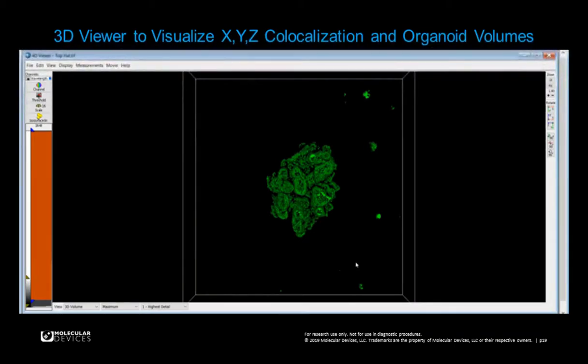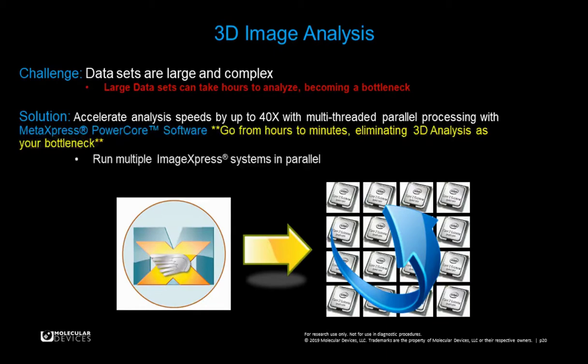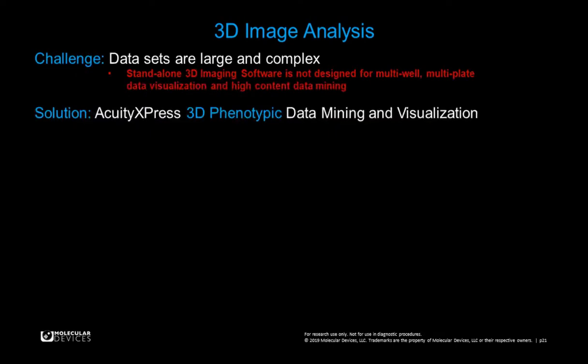We also lay out another challenge of data sets are large and complex. It takes hours to become a bottleneck. Our solution is to accelerate analysis speeds by up to 40x with multi-threaded parallel processing. With our MetaXpress PowerCore software, we can now go from hours to minutes, eliminating 3D analysis as your bottleneck. You can also run multiple ImageXpress systems in parallel. As you can see, we utilize the Intel processors for multi-threaded parallel processing.